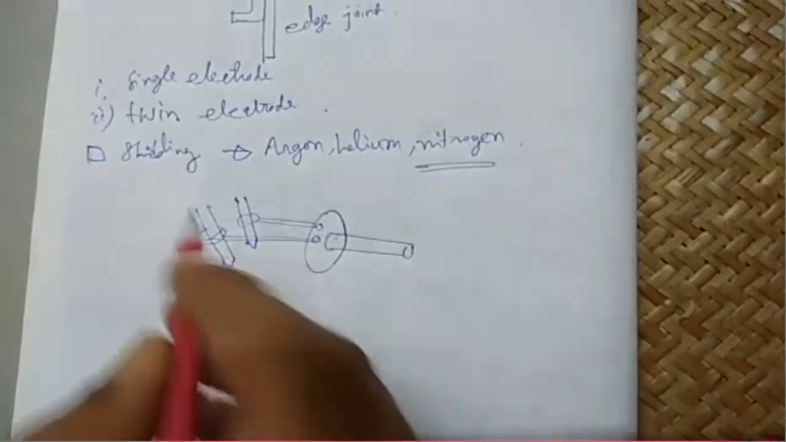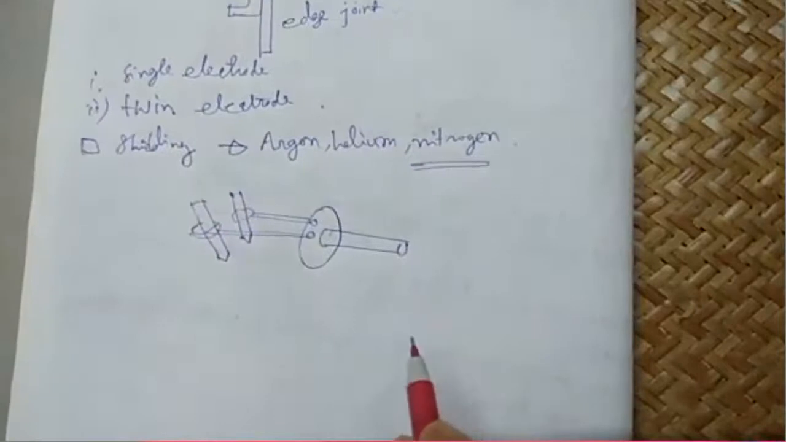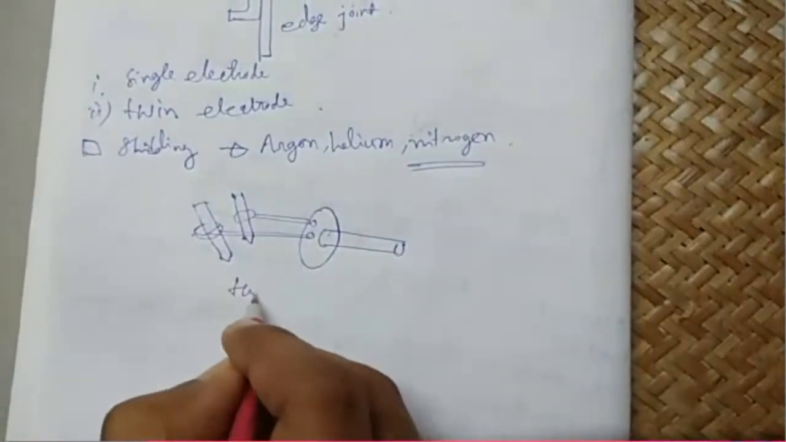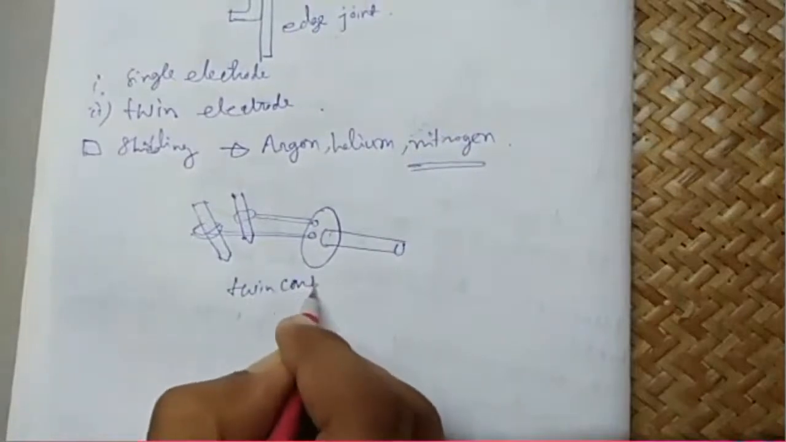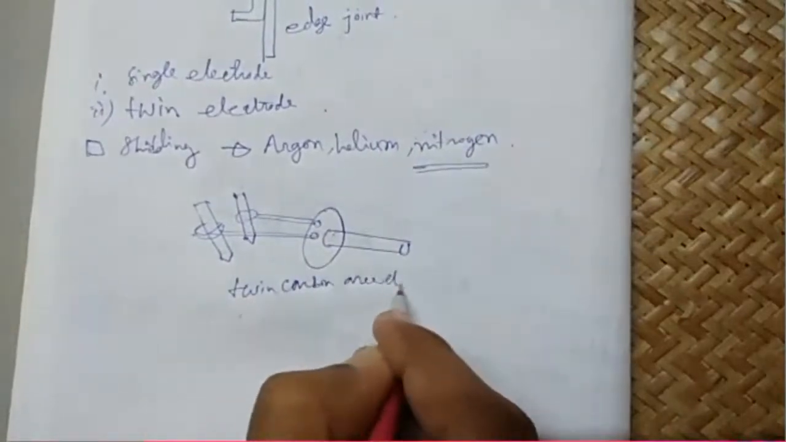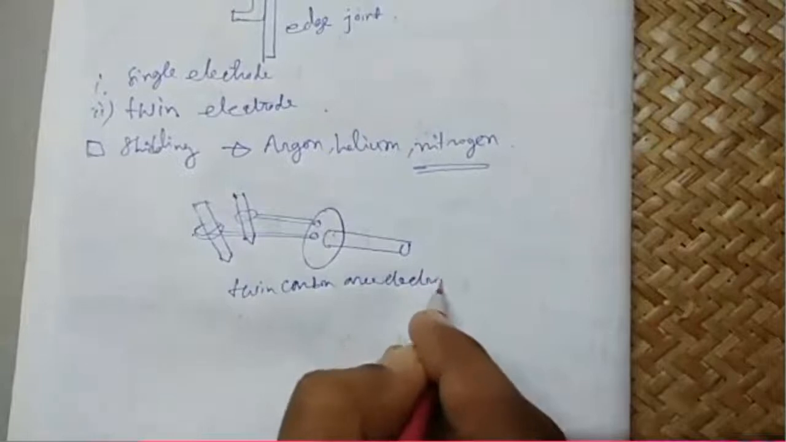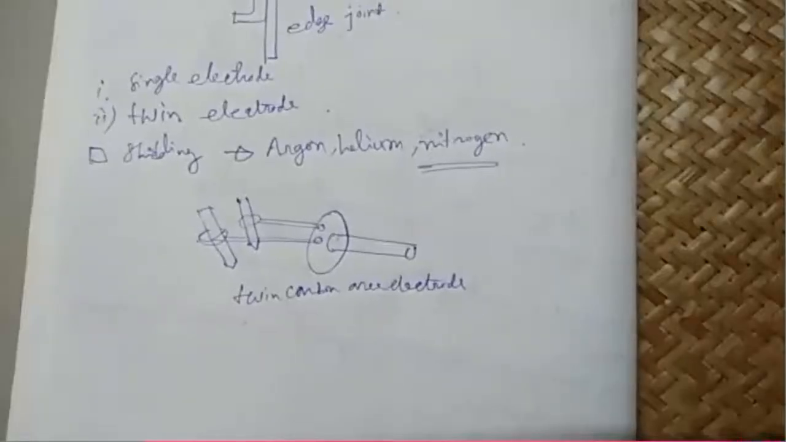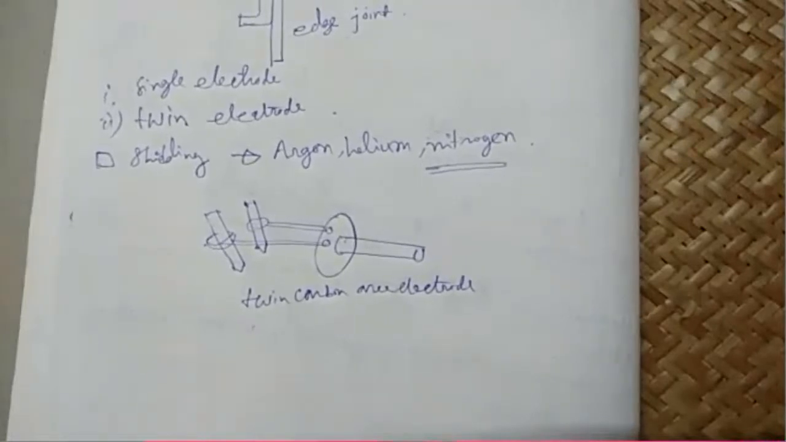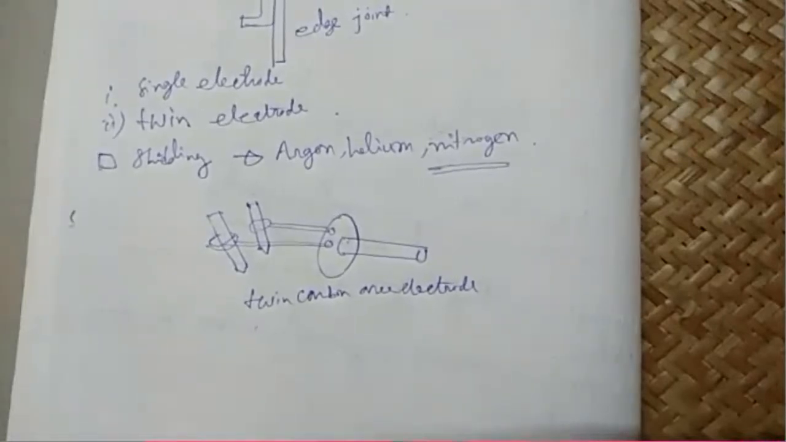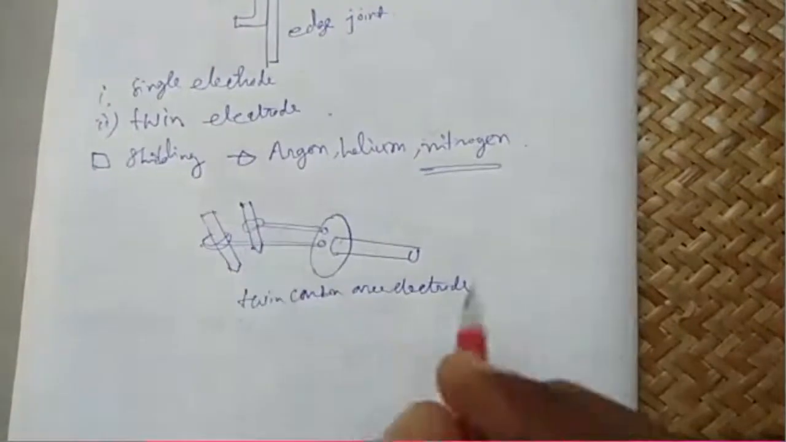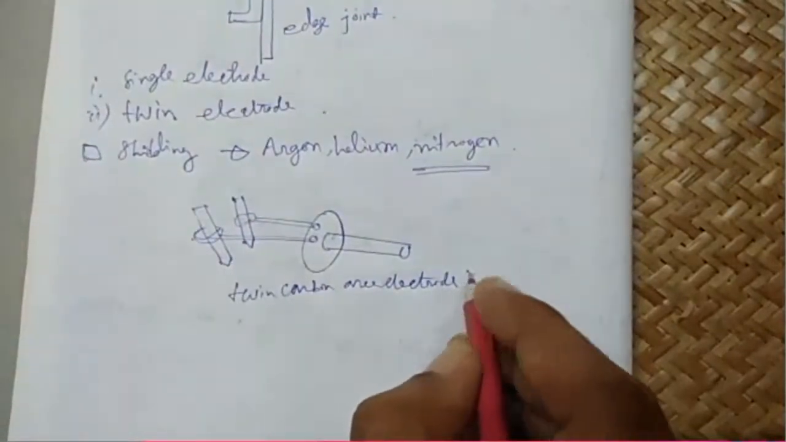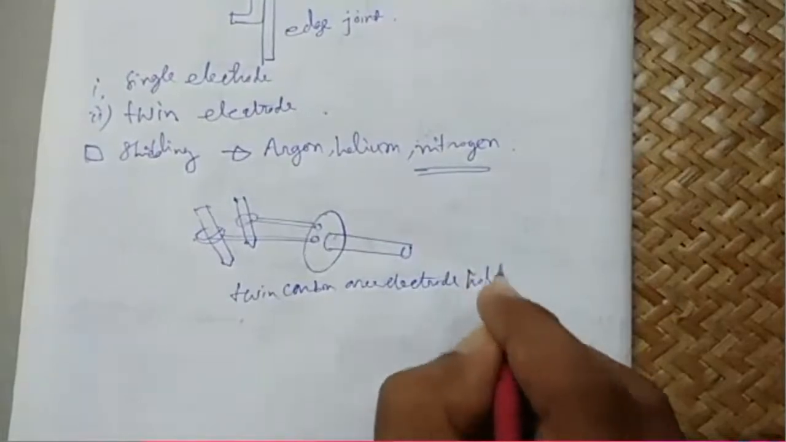The electrode holder looks like this for twin carbon arc welding. This is the twin carbon arc electrode holder. If you need to generate more heat on the workpiece, or we need more penetration, or we have a very thick job, then we go for this twin carbon arc welding, and this is the holder.